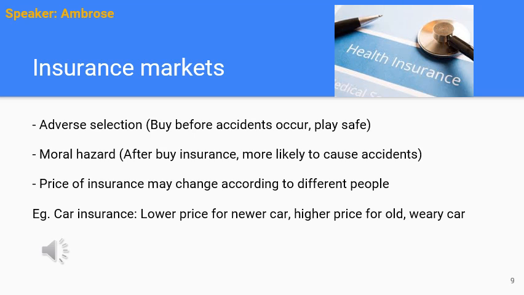But if your car is brand new and it's never been driven before, then your insurance fee will be very low because it is less likely, or almost impossible, for your car to break down, right?